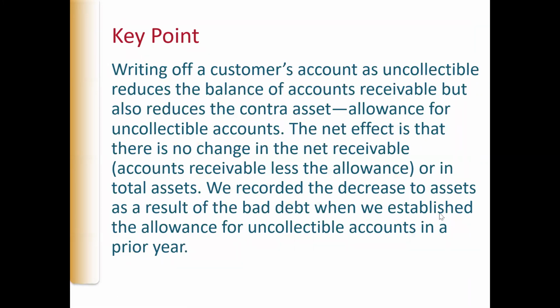Remember, when we write off a customer's account as uncollectible, it reduces the balance of the accounts receivable, but it also reduces the allowance for uncollectible accounts, which is the contra account. The net effect is that there is no change in the net receivable because the accounts receivable less the allowance is going to stay the same. We recorded the decrease to assets as a result of the bad debt when we established the allowance in the previous year.